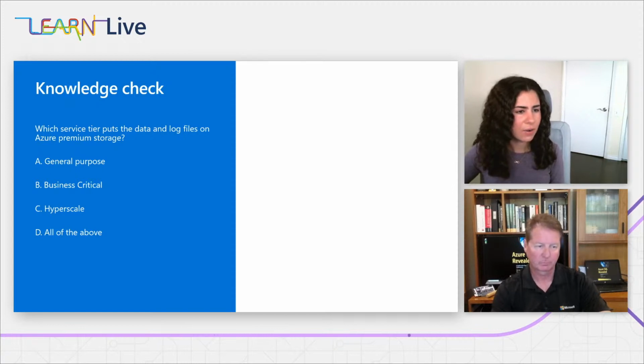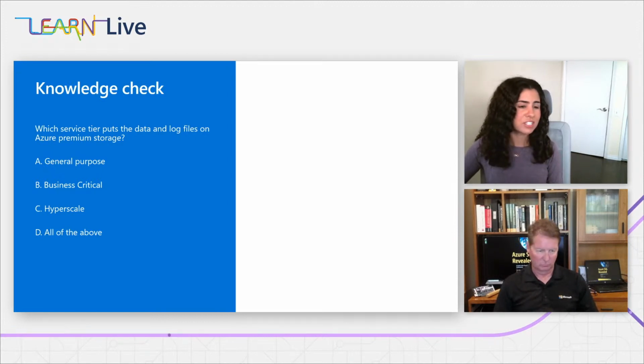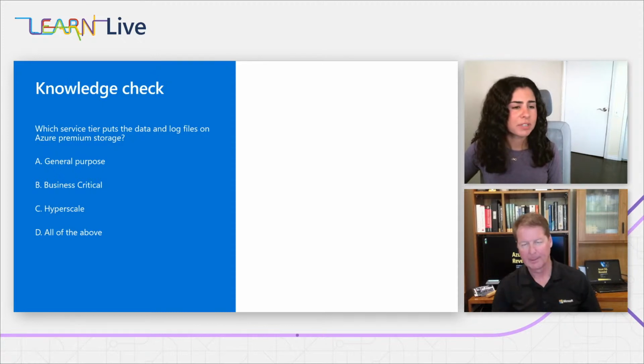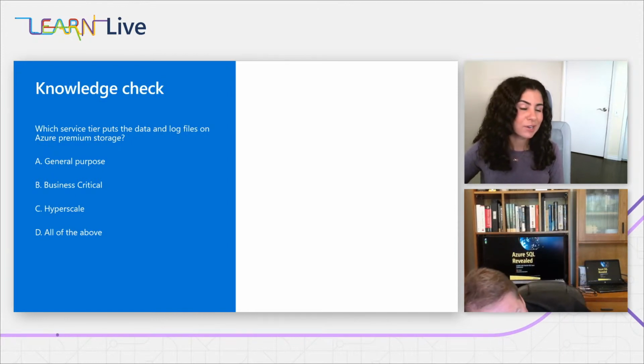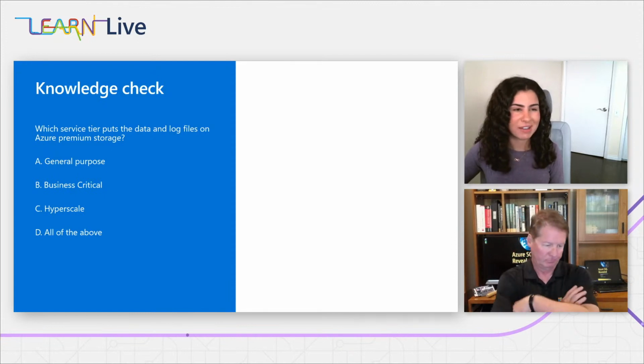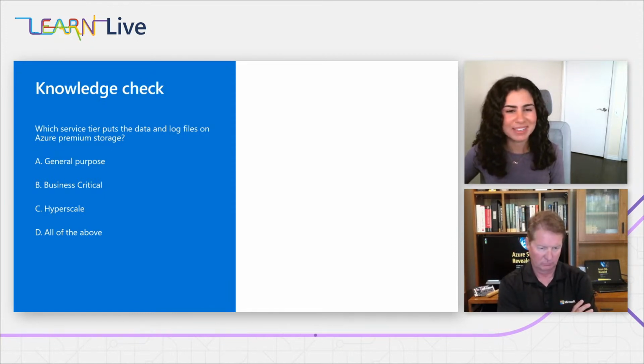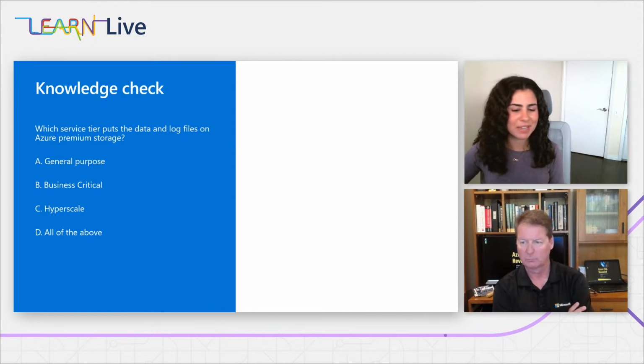I'm seeing some results coming through now for this question. Maybe we can go ahead and take a look at it. Just to kick it off, the question is: which service tier puts the data and log files on Azure Premium Storage? It looks like we have been able to trick quite a few people, because currently about 50% of folks are saying all of the above. So Bob, can you take folks through it and help them out along the way?